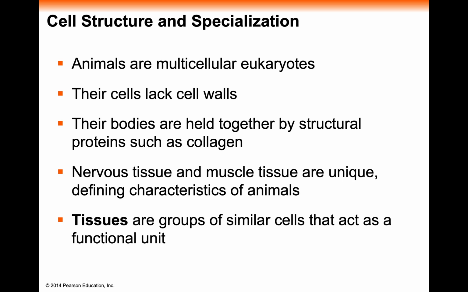Nervous tissue and muscle tissue are unique defining characteristics of animals. Do all animals have muscle tissue and nervous tissue?